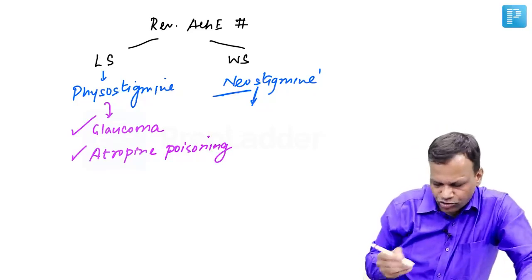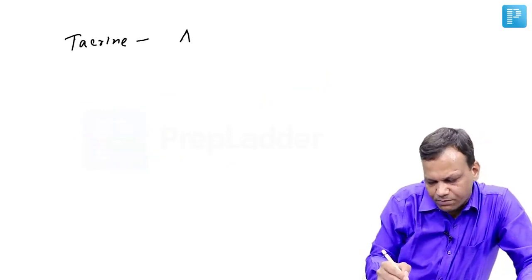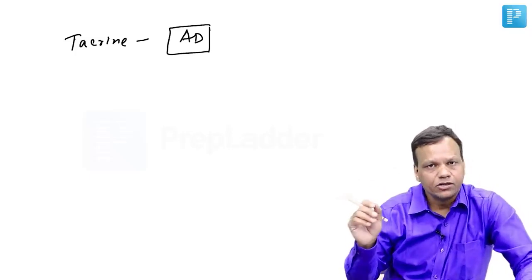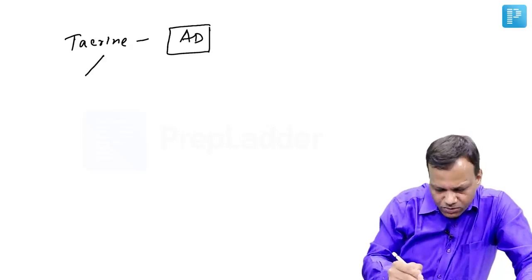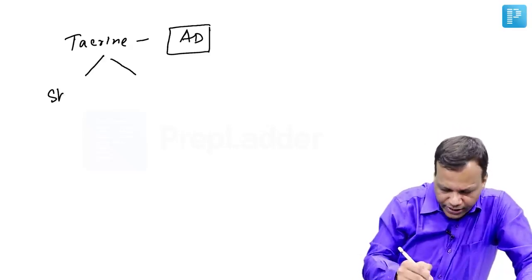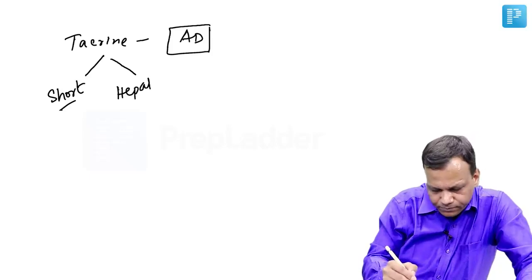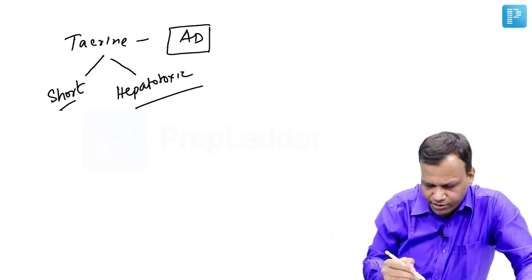Now there are other lipid soluble drugs like tacrine, which was the drug of choice for Alzheimer's disease. Remember, in Alzheimer's disease, there is a deficiency of acetylcholine in the brain. So when we increase acetylcholine, we can treat Alzheimer's disease. Tacrine was the drug of choice, but it had two problems. One, it was short acting, so it needed to be given 4 times a day. And second, it was hepatotoxic. So we developed new drugs which did not have these two problems. So they are now the drug of choice.